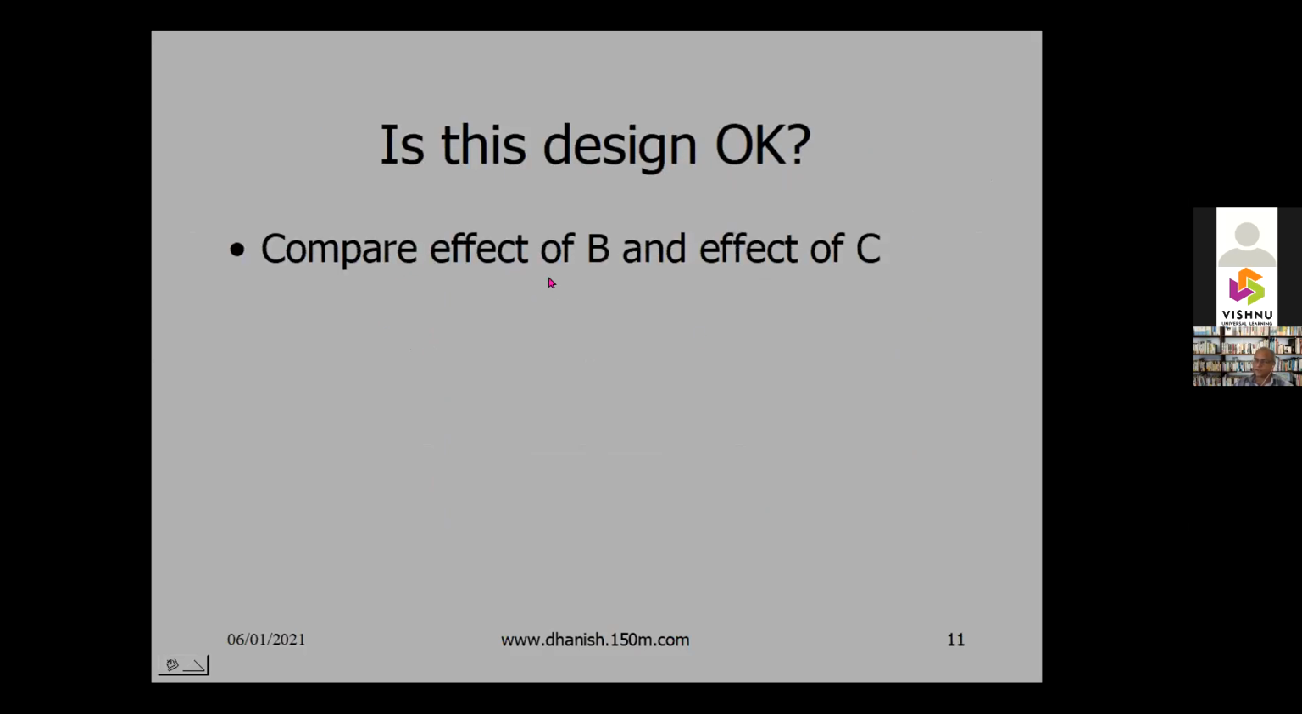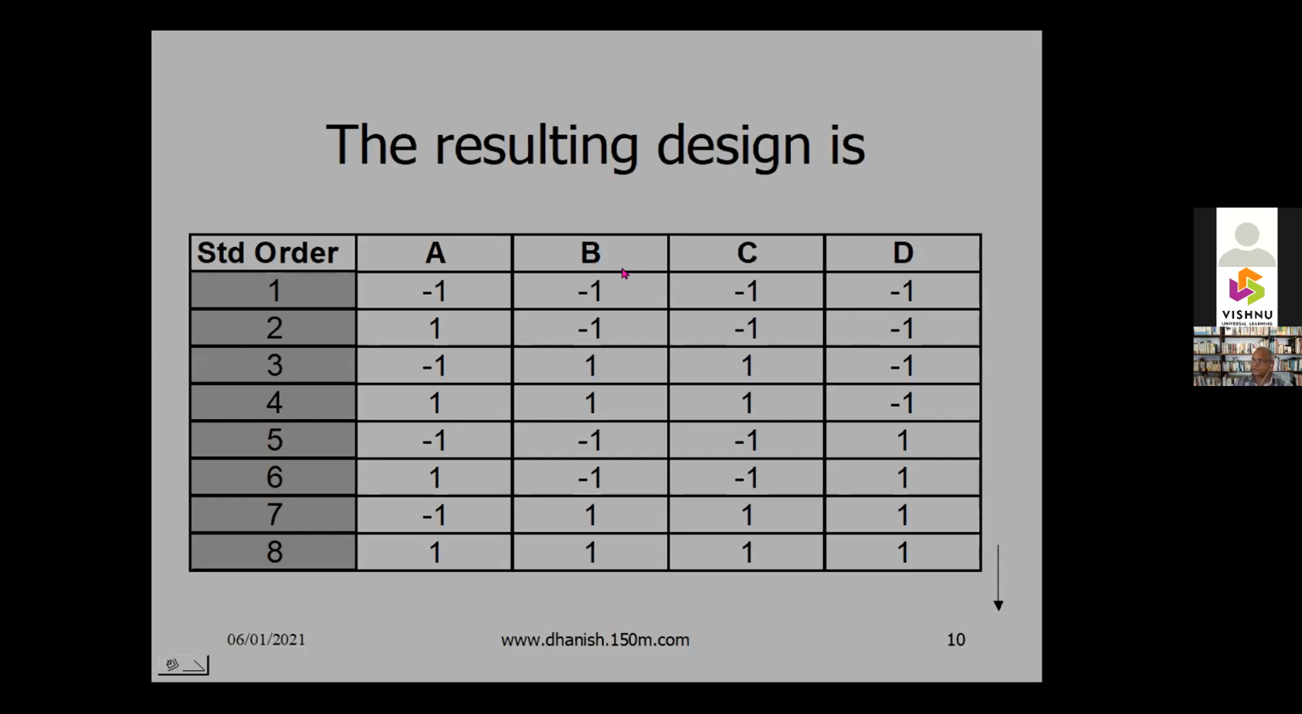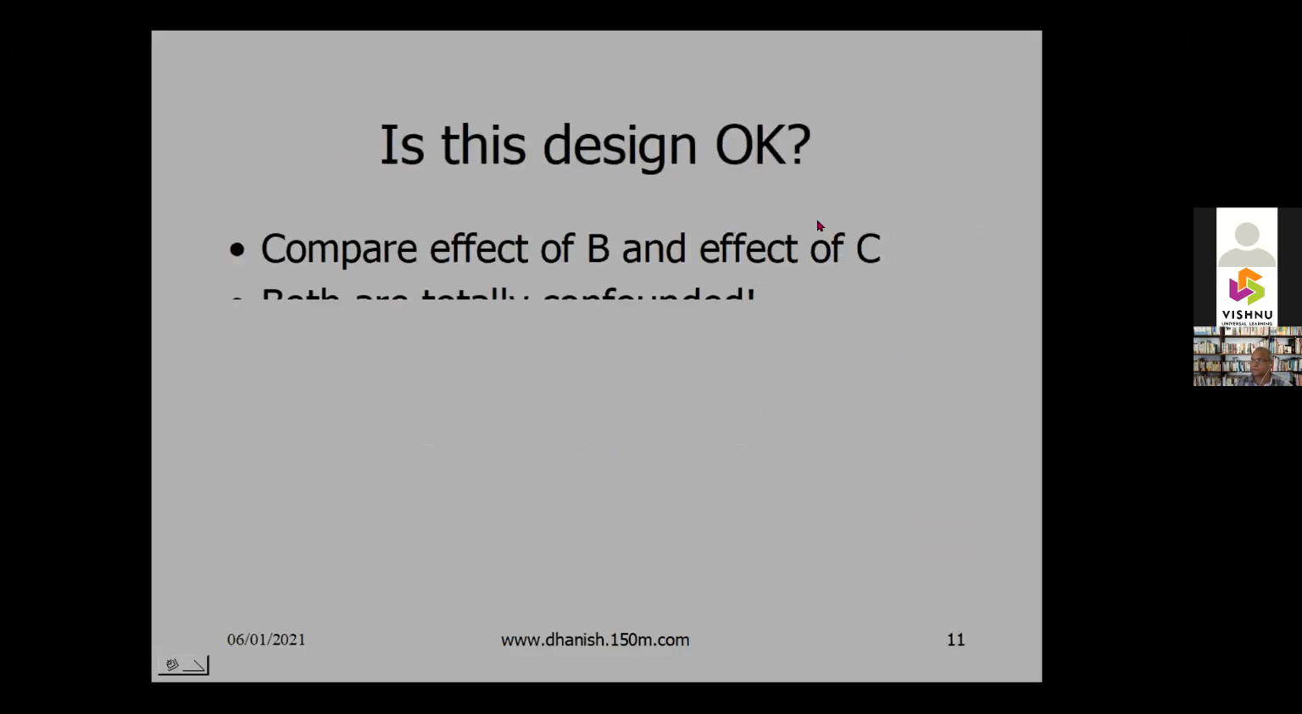To check that, just compare the effect of B and the effect of C. So compare B and C: -1, -1, -1, -1, +1, +1, +1, +1, -1, -1, -1, -1, +1, +1, +1, +1. So what is the problem with this? The two factors are correlated. So we have a correlated factors problem. That is also called confounding. The two factors B and C are confounded.